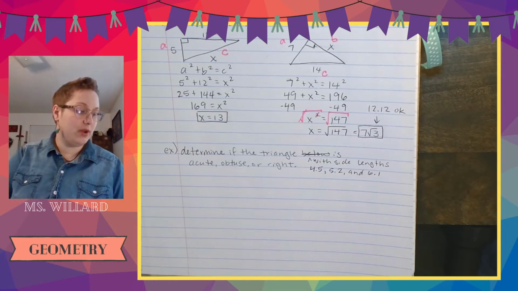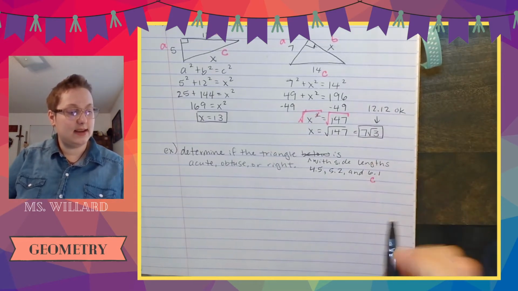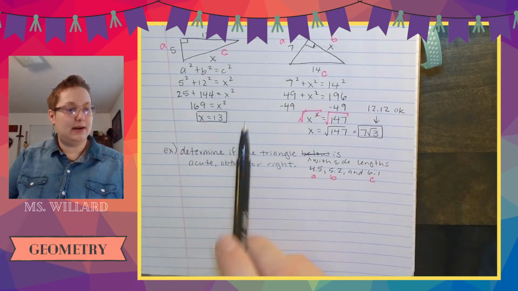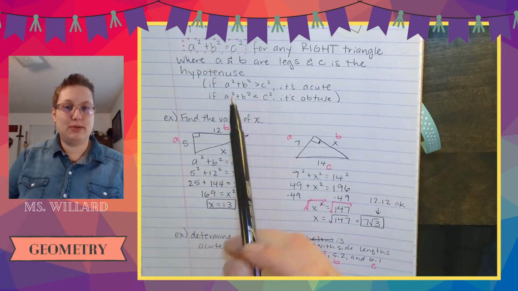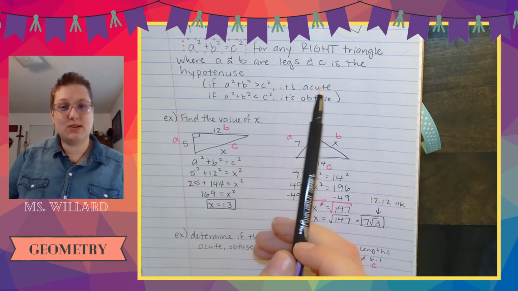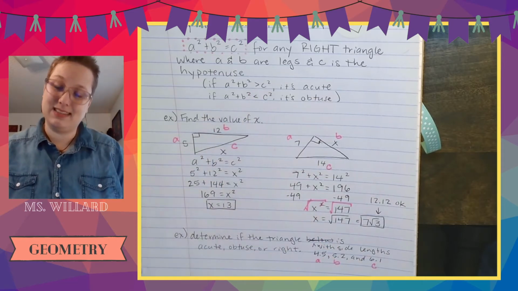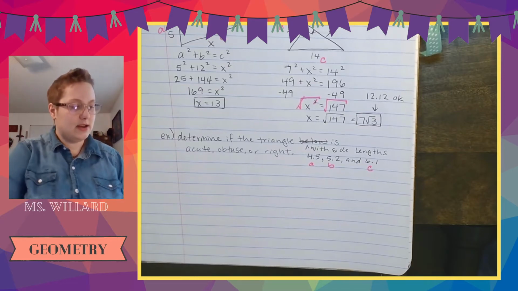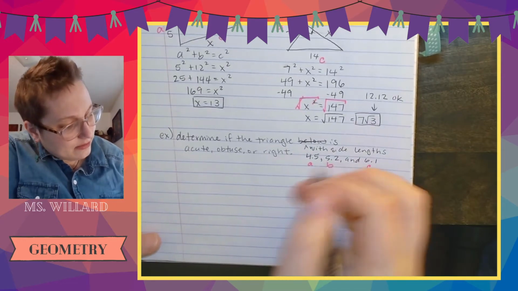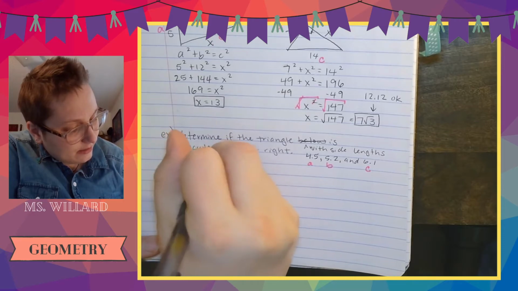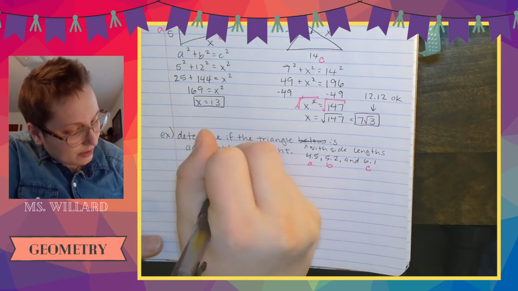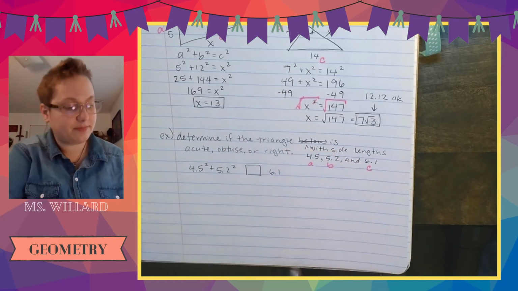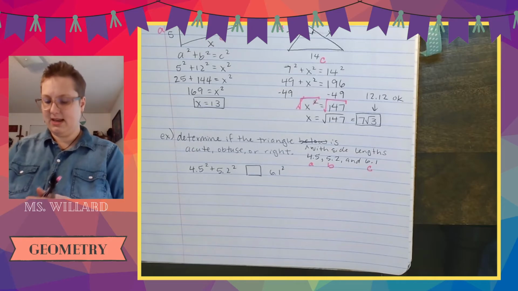Okay, so what do we know? We know that the length C is the longest, and I don't care what the other two are. This could be A and B. Now, I told you above that if a squared plus b squared is more than c squared, it's acute, and if a squared plus b squared is less than c squared, it's obtuse. If it's equal, it's right. So we're going to do 4.5 squared plus 5.2 squared, and see which one that is compared with 6.1 squared. Sorry. I know, math.